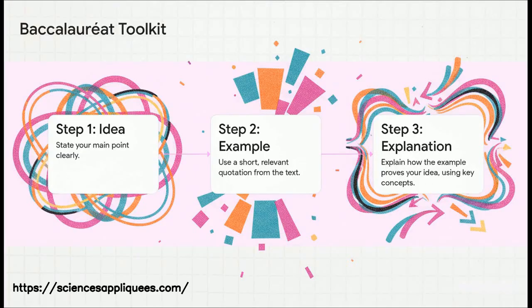First, you state your idea, your point. Then you back it up with a specific, short quote as evidence. And finally, this is the most important part, you explain how that evidence proves your point, bringing in those key concepts like acculturation to show you're really analyzing, not just describing.